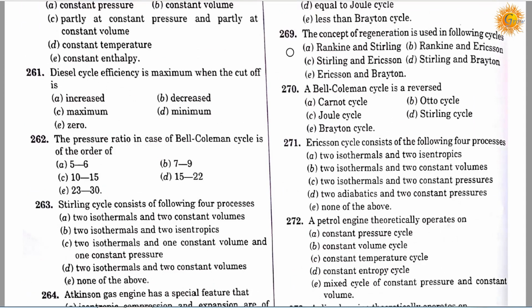Question number 269. The concept of refrigeration is used in the following cycles. Option A, Rankine and Stirling; option B, Rankine and Ericsson; option C, Stirling and Ericsson; option D, Stirling and Brayton; option E, Ericsson and Brayton cycle. So the correct answer is C, the Stirling and Ericsson cycle.